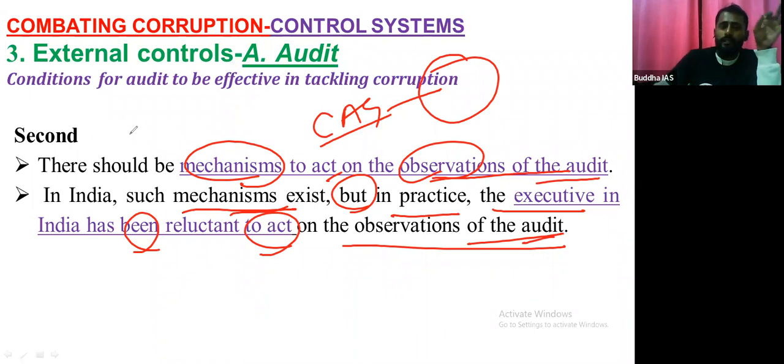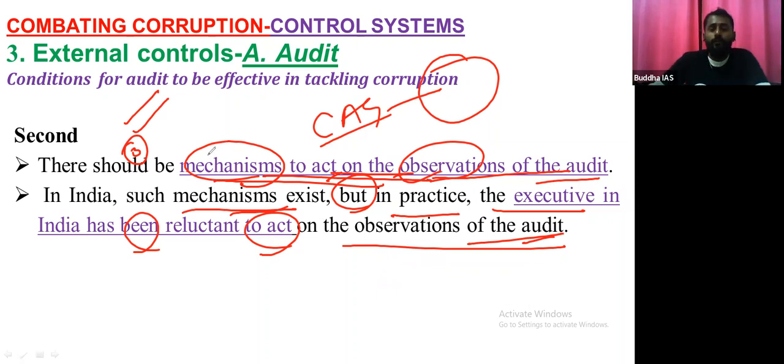So here in India, CAG is external, CAG is independent, and also, as the third point, there is a mechanism to act on the observations of the audit. So what is the mechanism? Those of you who have completed polity, what is the mechanism to act on the observations of the audit?